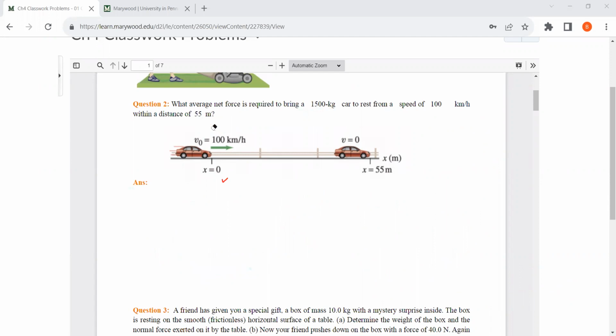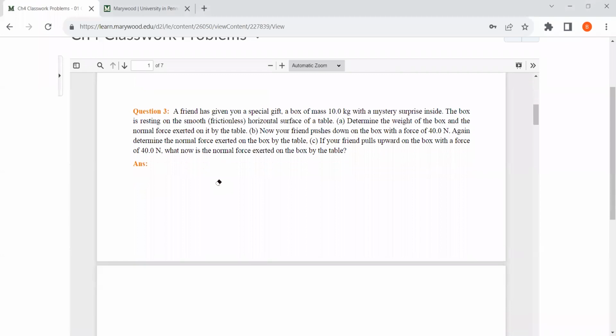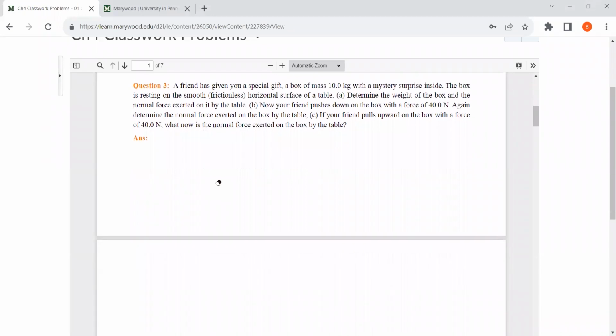All right, so let's move on. The next problem is, a friend has given you a special gift, a box of mass 10 kilogram with a mystery surprise inside. The box is resting on a smooth, frictionless horizontal surface on a table. Determine the weight of the box and the normal force exerted on it by the table.